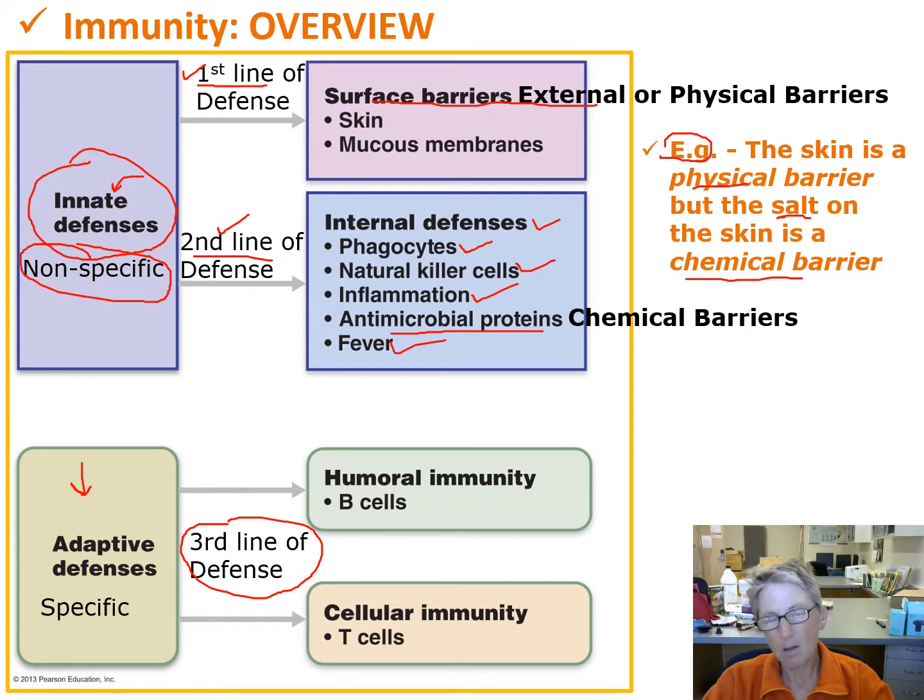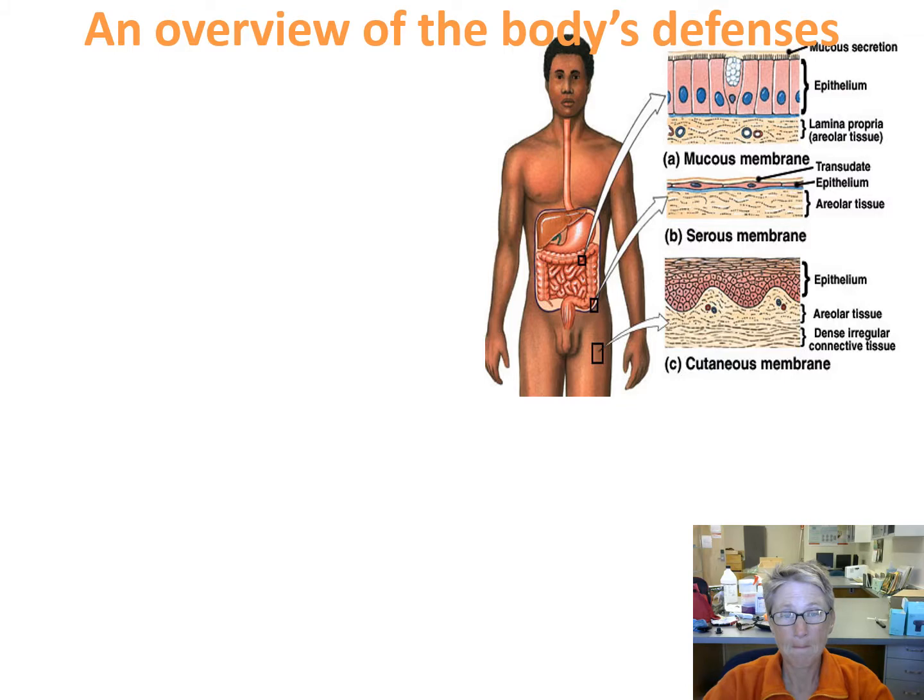And then chapter 16, we'll talk about the adaptive defenses. But adaptive or specific defenses, that's your third line of defense, include humoral immunity, and the major player in humoral immunity is B cells. And then cellular immunity, the major player is T cells, or T cells, I should say. All right, let's take a look at an overview of the body's defenses.